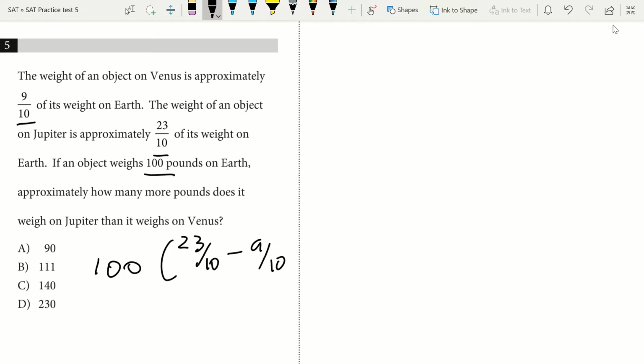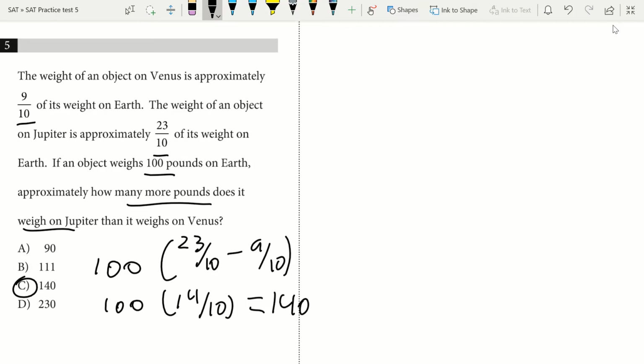And we're looking for the difference between those because we want to know how many more pounds we would weigh on Jupiter than Venus. So we do our 100 pounds times the difference. Well, 23 over 10 minus 9 over 10 leaves us with 14 over 10. So now we do 100 times 14 over 10. That's 100 times 1.4, which will give us 140 for our answer, which is C.